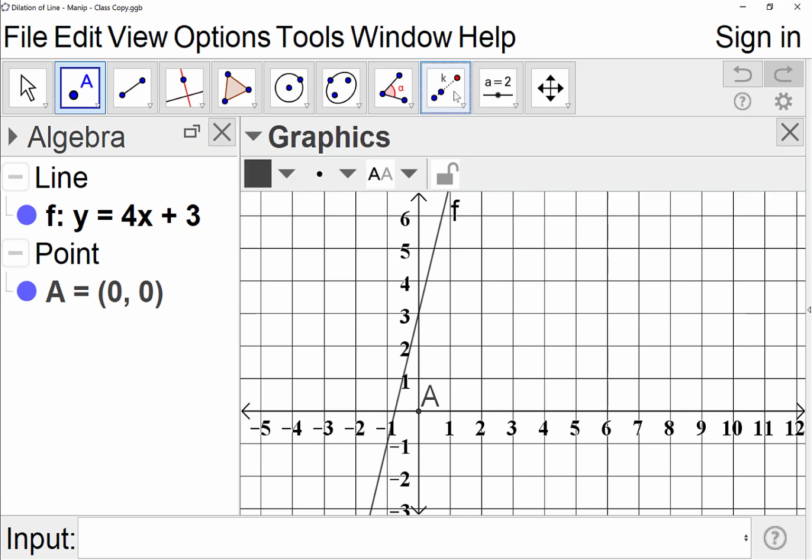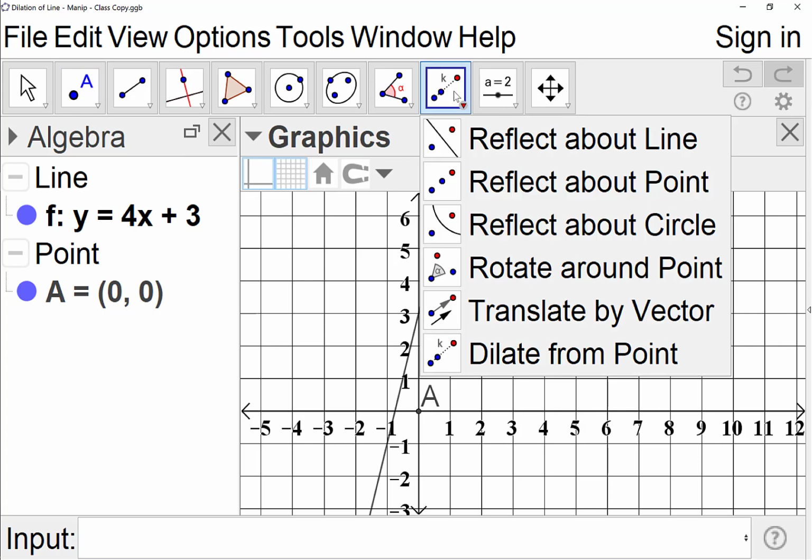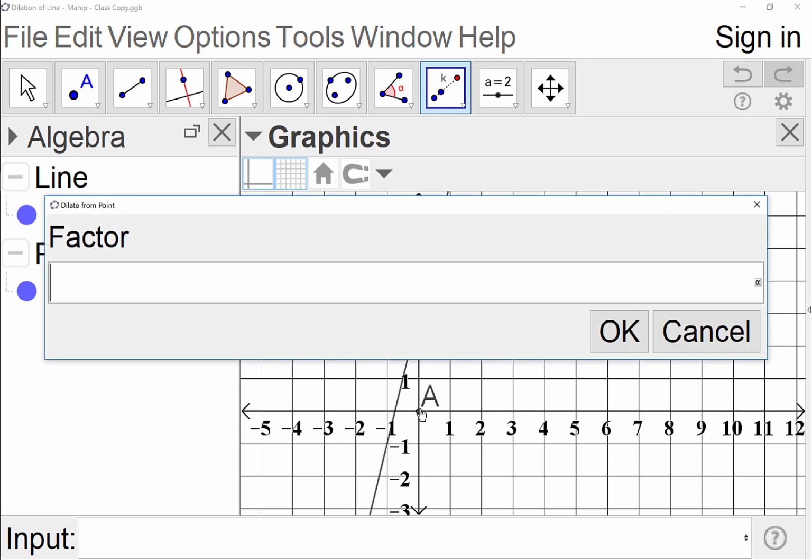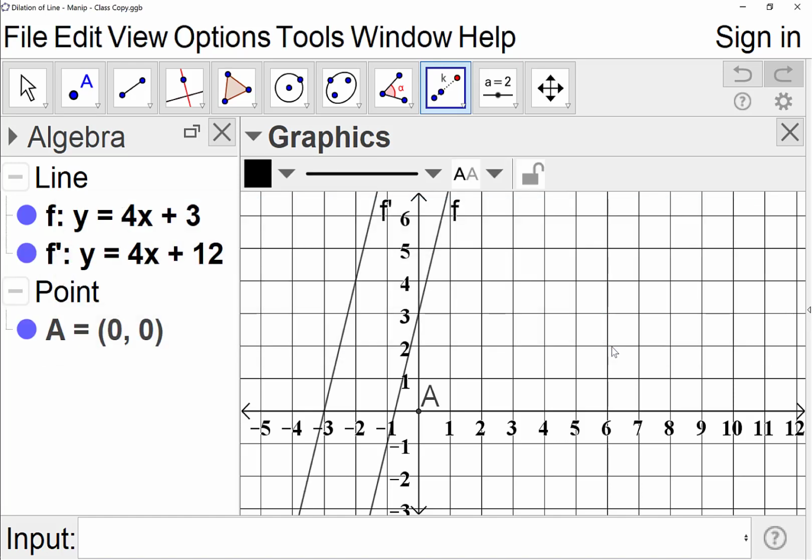Okay. Can you click that thing? That's dilate. So click that. The way you're going to dilate is select all. Okay. Select the line. Right here? No, the line. Let's go. Click it. Click the center of dilation. And then tell me your scale factor. Good. Hit enter. That new thing, that F prime, that's your answer. Literally write it down. Can you do that for 1, 2, 3, and 4?